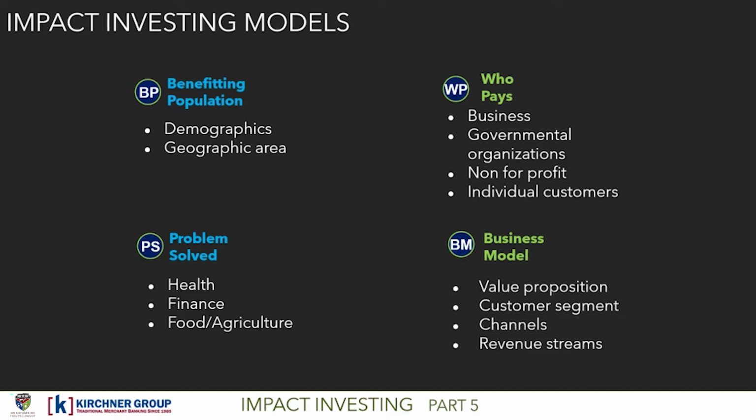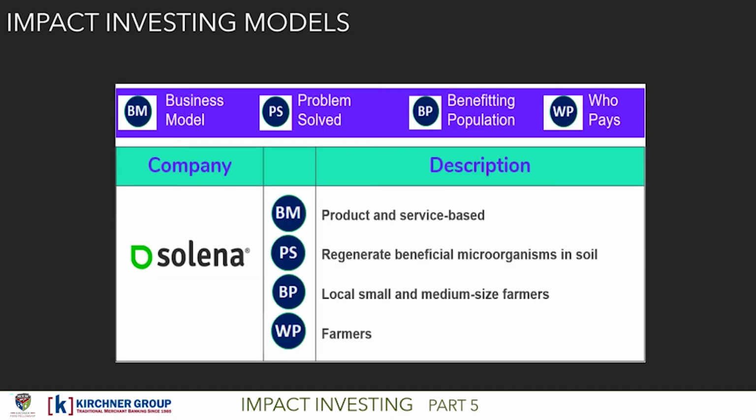Let's see some examples of companies that have some impact and have raised impact investing in the past. Solena is a Mexican company that works on solving the soil health problem. They increase the beneficial microorganisms in the farmers' soils, helping them to use fewer chemical inputs and improving the quality of their products. As you can see in the chart, their business model is product and service based, since they charge for the analysis of the soil, identifying the microorganisms, but they also sell the microorganisms back to the farmers, so they get money from the product and the service.